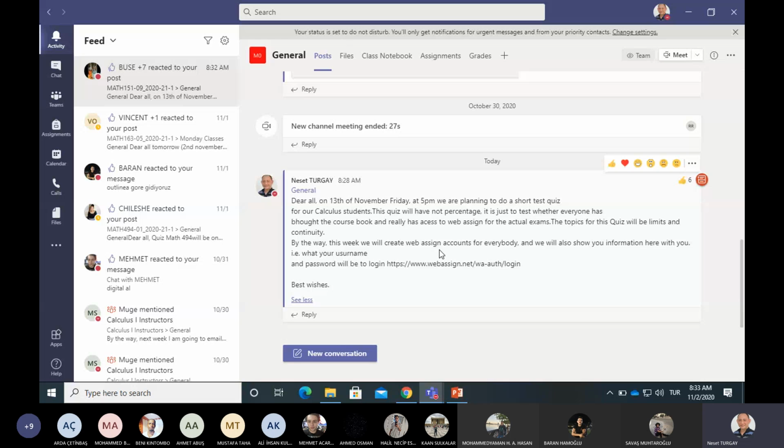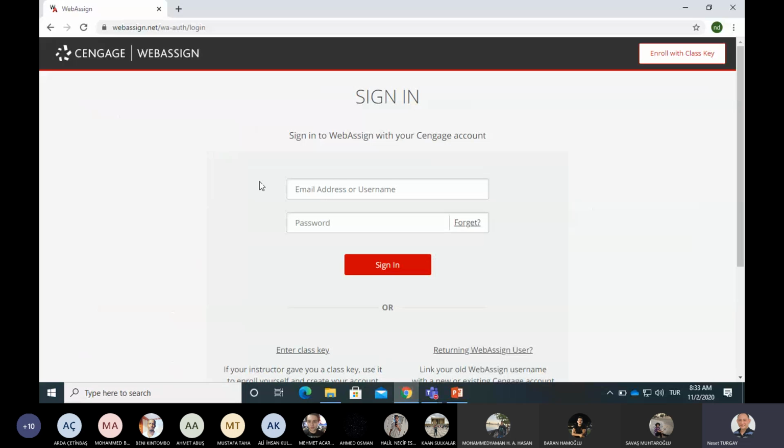And this week, hopefully, we will create the WebAssign accounts for everyone, and we will tell students how they can log in to their accounts. So this is the main page. So hopefully this week, everyone will be able to log into the WebAssign system. But still, we are working on it.